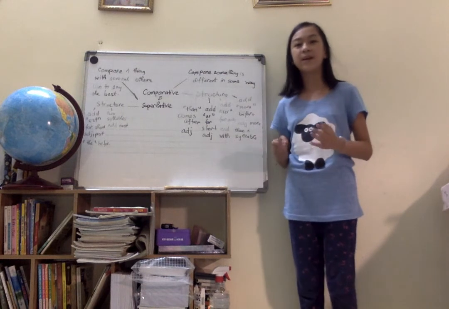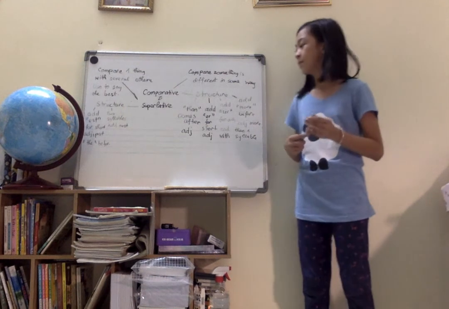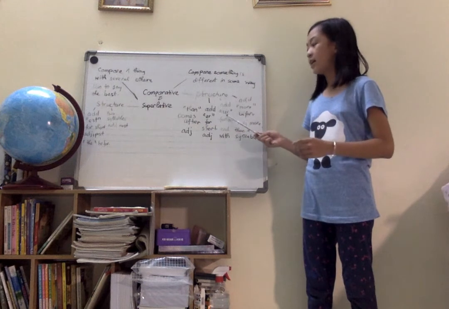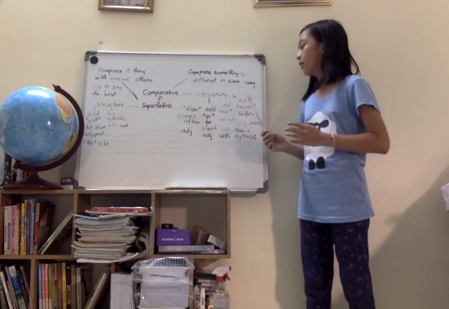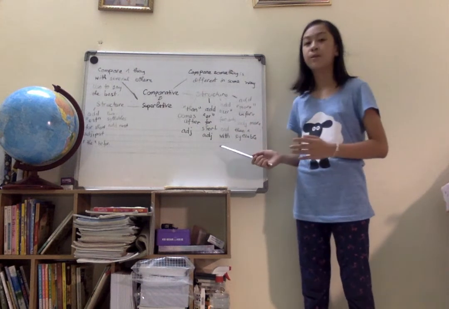And for the adjectives that end with y, I can name 3 or 4 of them: happy, easy, funny, and silly. We add -ier, we read it "ier", for adjectives that end with y.